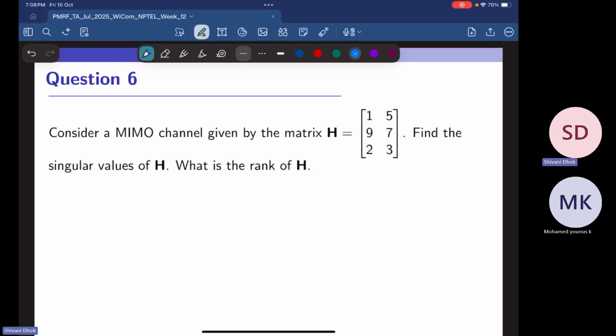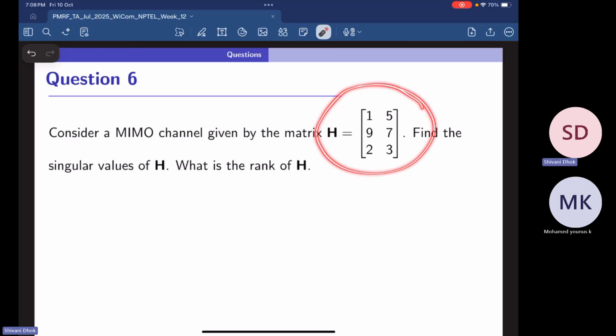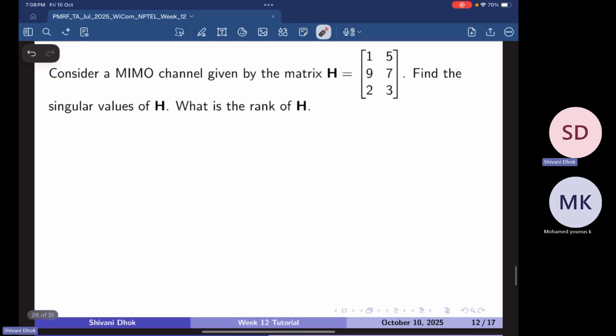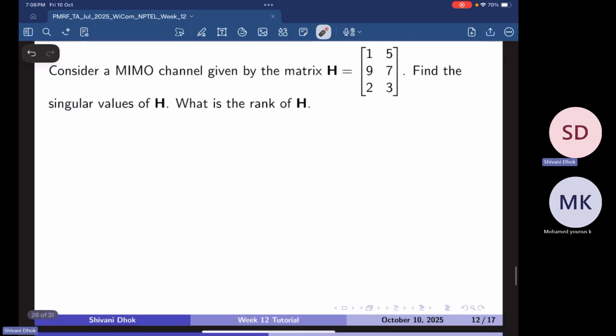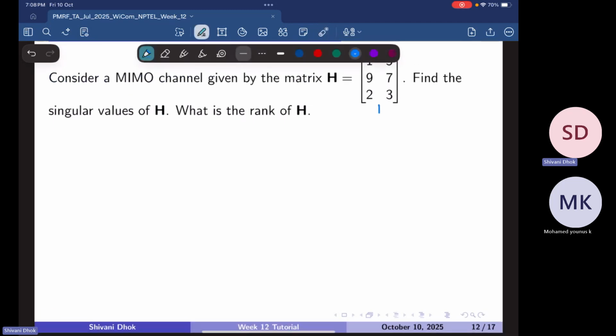Consider a MIMO channel given by the matrix H equal to whatever is given here. Then find the singular values of H and the rank of H. Okay. Now you are given this matrix H. This is a 3 cross 2 dimensional matrix.